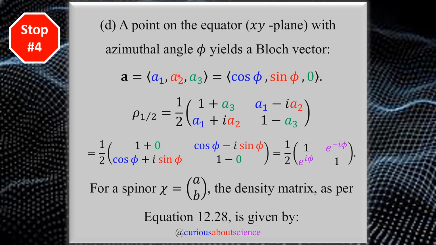So plugging these components in by reading off into the general form for spin 1/2 density matrix, we see that we end up with this. Note that, again, in the main diagonal terms, we just end up with 1. But now we have cosine phi minus i sine phi, cosine plus i sine. Euler's identity comes in again, and we see that we get exponentials. That's pretty darn cool. Okay.